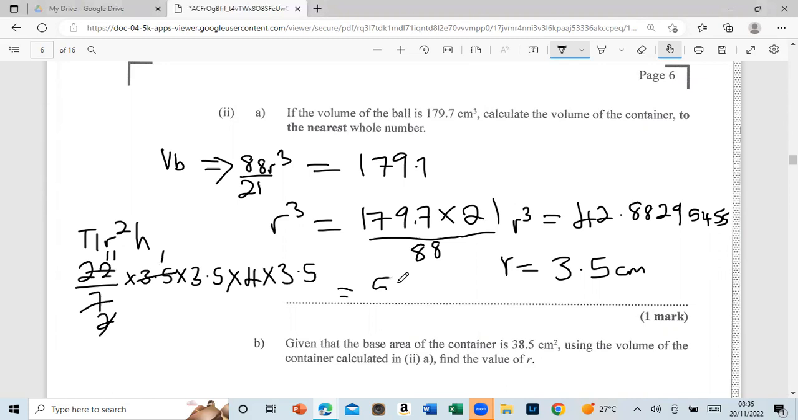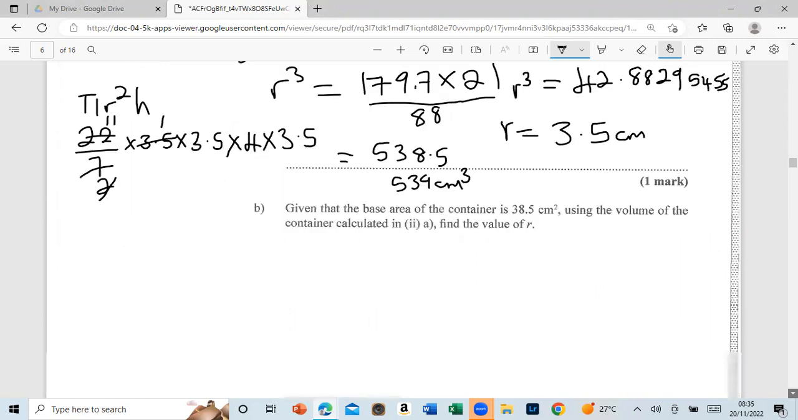So first I got 538.5. So the nearest whole number would be 539 centimeters cubed. Because remember, it's volume. That's a lot for 1 mark, you know. It's a lot for 1 mark. Really, really a lot. Alright.